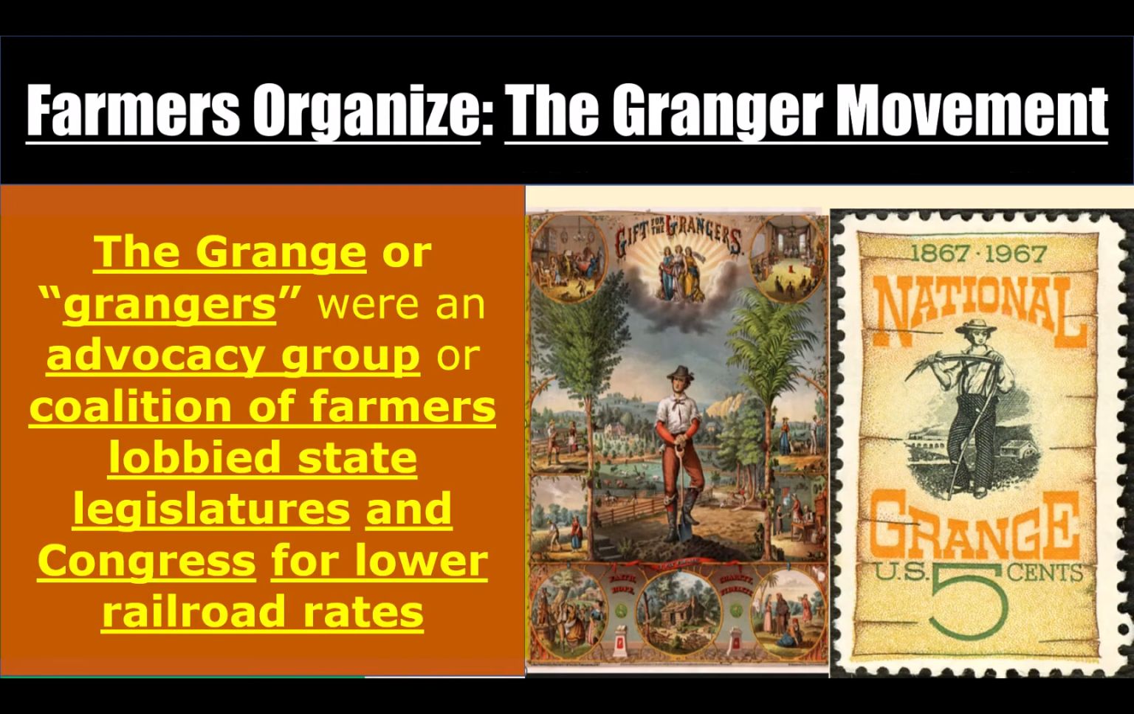Another group was the Grangers, or just the Grange. And the Grange started as an advocacy group or a coalition of farmers that lobbied state legislatures and Congress for lower rates and a variety of things that would help out the plight of the farmers.